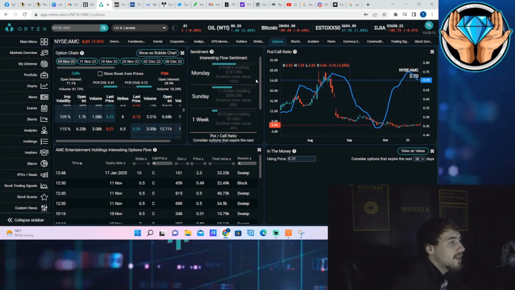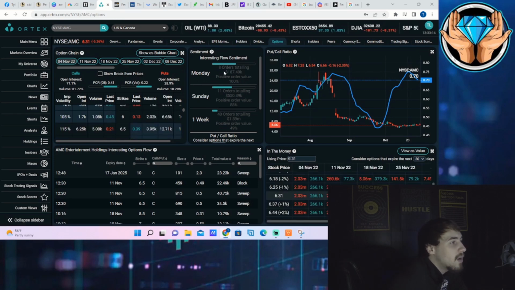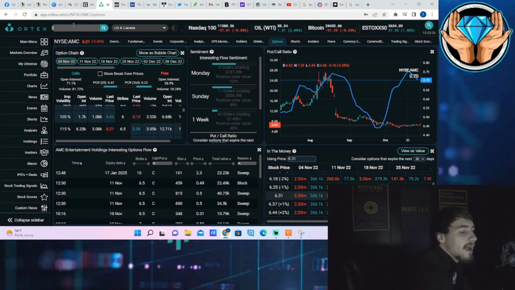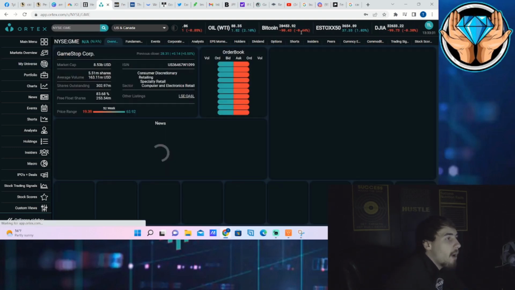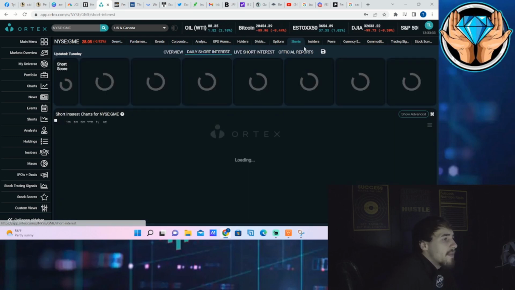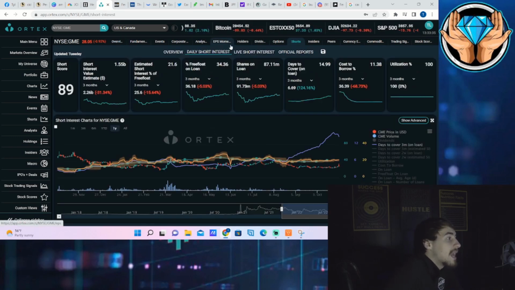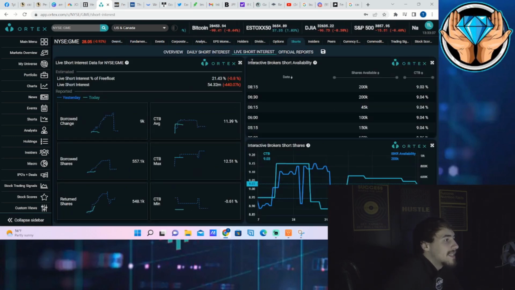If you look at the option activity for the day, you have seen 8 orders totaling $187,490, with a positive order value of 100%. So I do think that is a very bullish indicator as of right now. Lots of calls being placed on AMC, and pretty much the same story with GME as well. If we go ahead and pull up the short activity, the estimated short interest of free float is sitting at about 21.5%.